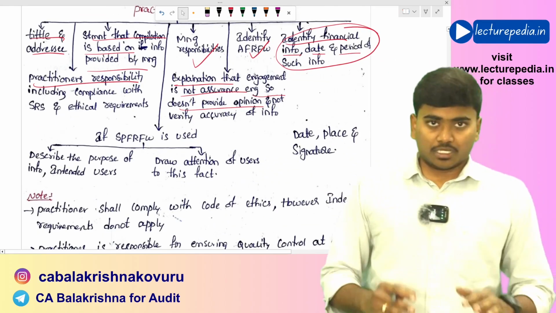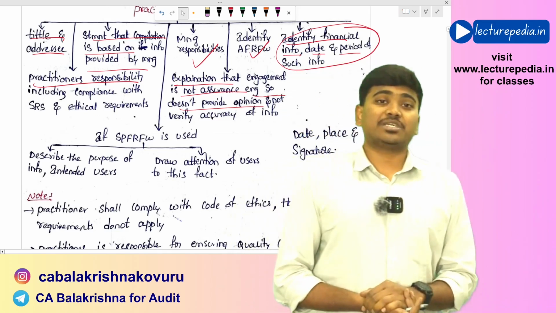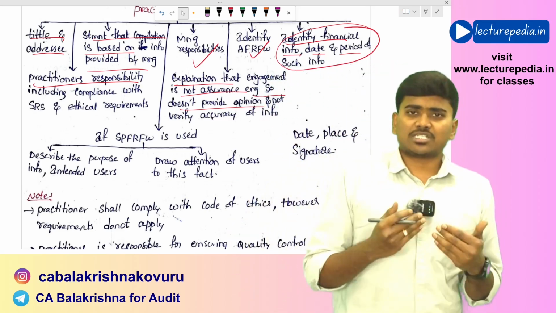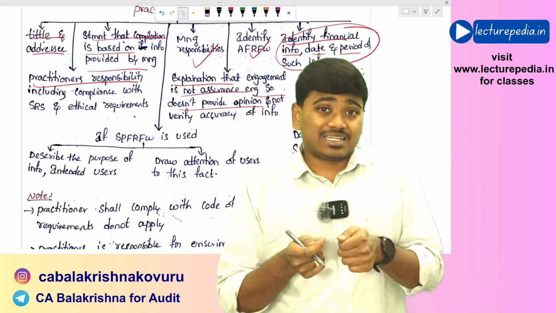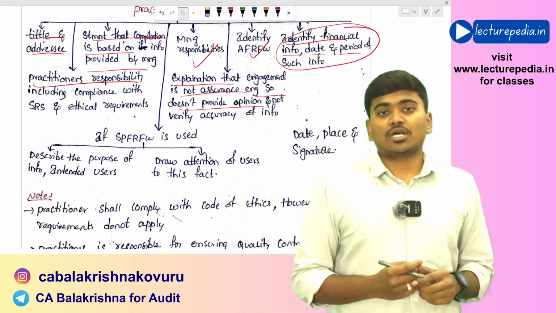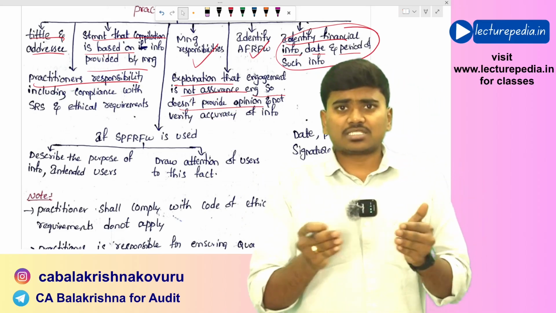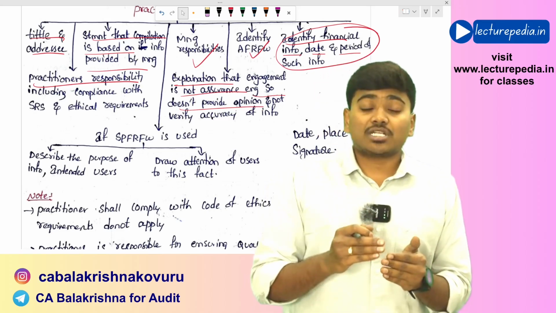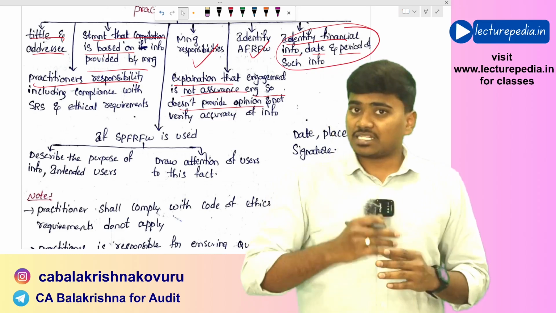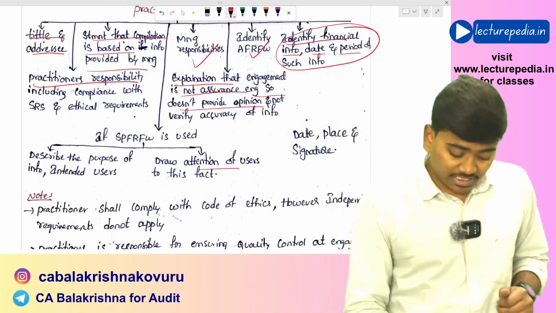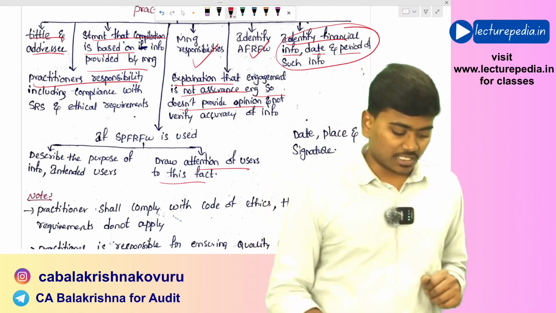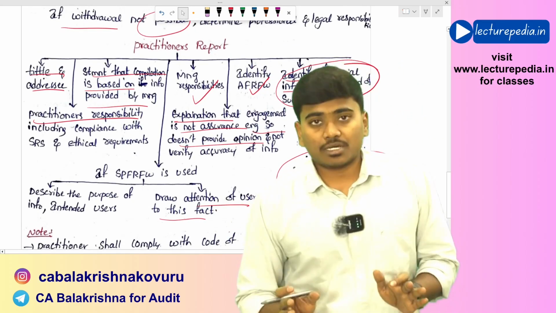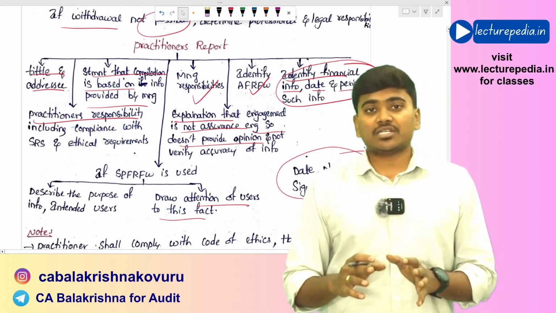If the compilation of this financial information has been done based on a special purpose financial reporting framework, then in that case you need to clearly mention in your report that this compilation engagement is based on a special purpose financial reporting framework, and you should also mention who the intended users of this financial information are, and bring the attention of the users to this fact. Hope that is clear. And finally, date, place and signature. These are the contents of the practitioner's report in case of a compilation engagement.